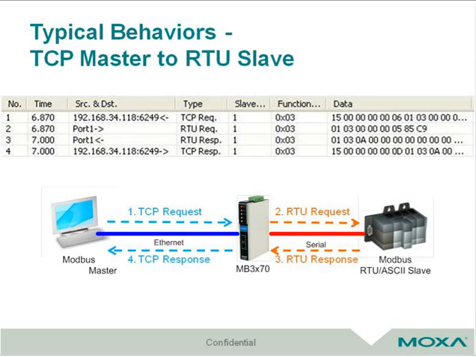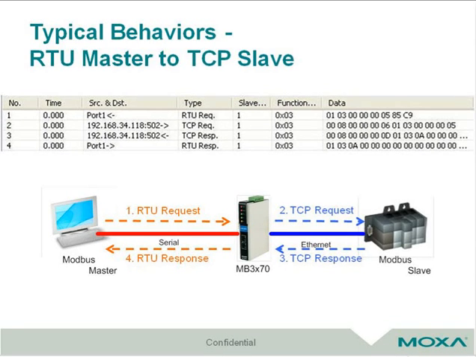The first one is a Modbus TCP master to a Modbus RTU slave. The first record is the TCP request from the TCP master. You can see the IP address and the TCP port. This is a TCP request in the type column. Then the slave ID, function code, and other detailed information. The second record is the RTU request, which the MB3000 series translates from the TCP request. The third one is what we get from the RTU slave as a response. The last is a TCP response from the MB3000 series to the TCP master.